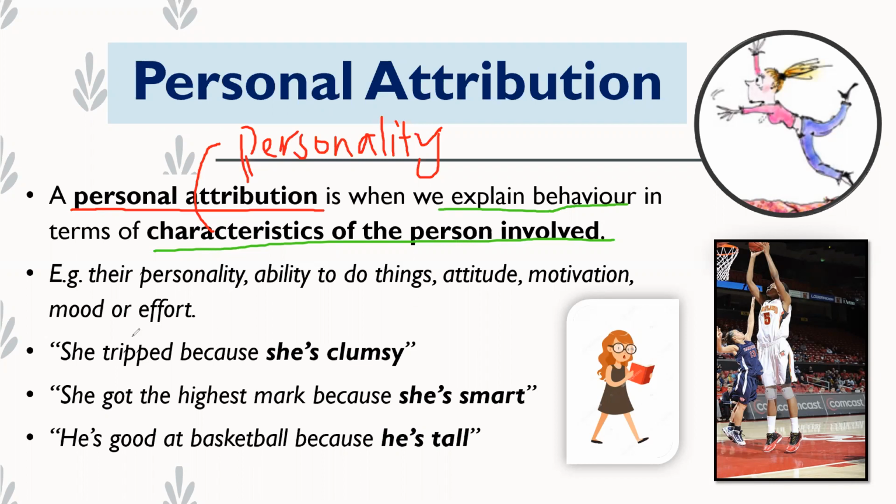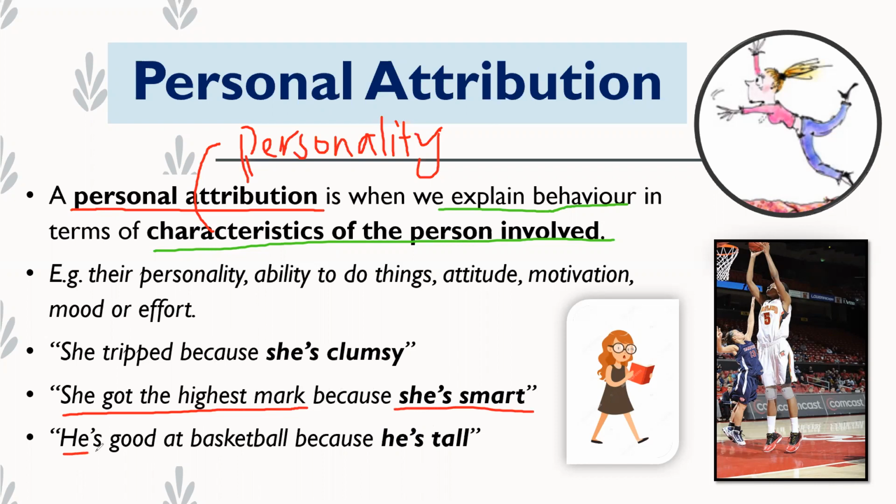These are some other examples here. So if someone gets the highest mark in a SAC, you might not attribute the fact that that person comes from a very positive situation, that they've got enough time to study at home, that they've got a supportive family environment to do that, but you might just attribute that to the individual person involved rather than the environment they're growing up in. So you might say she got the highest mark because she's smart.